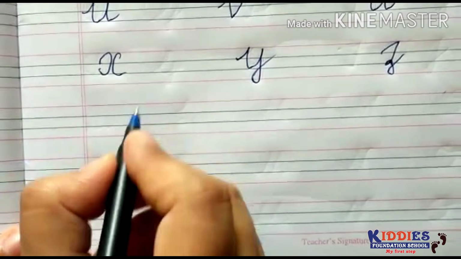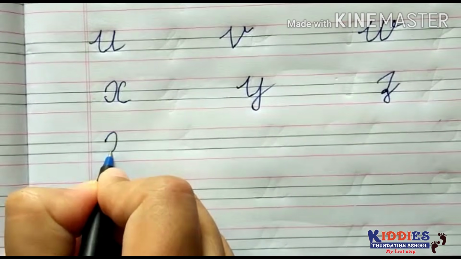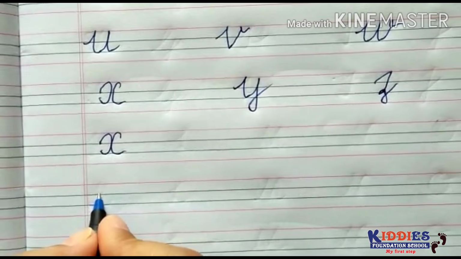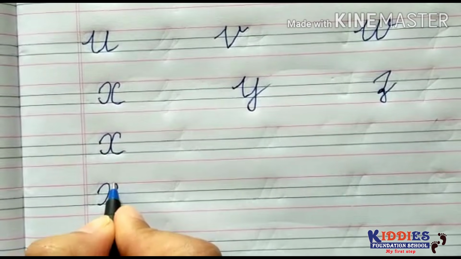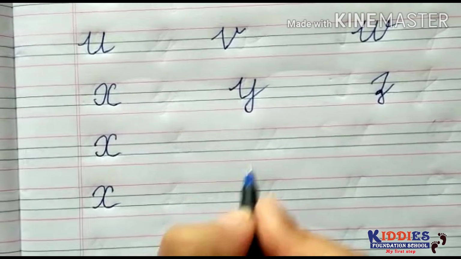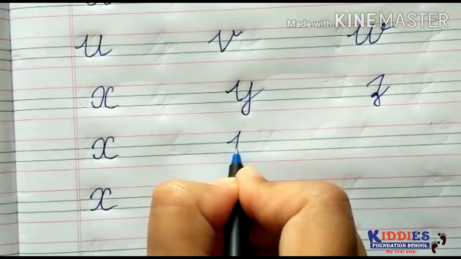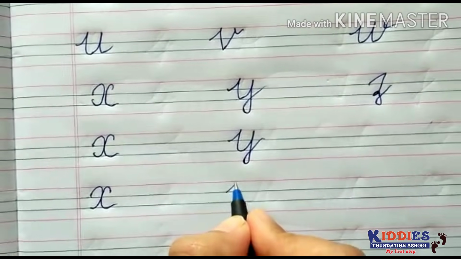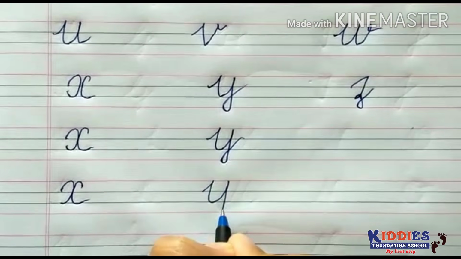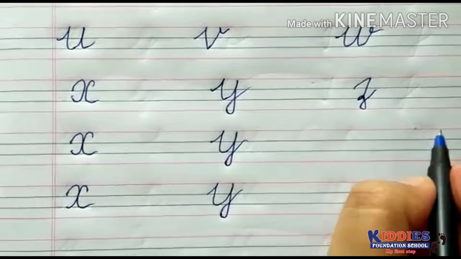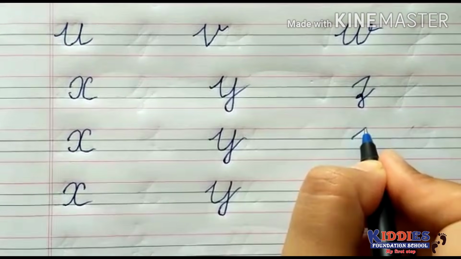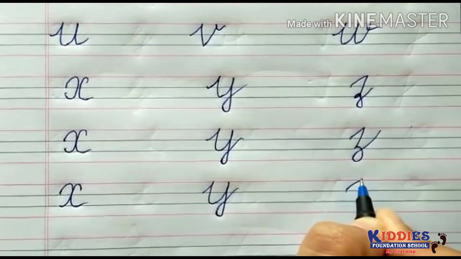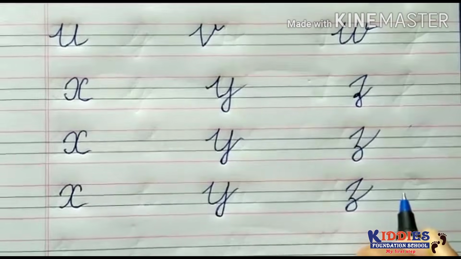Now we are going to write the letter X. Once again, X, then Y, Y, then Z. Up, down and like this.